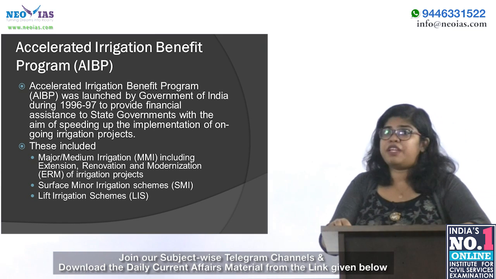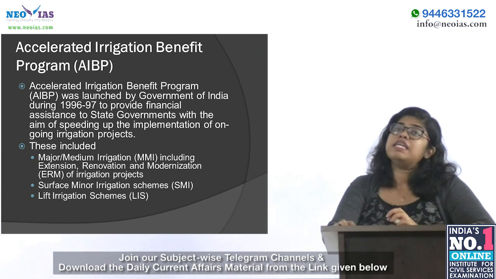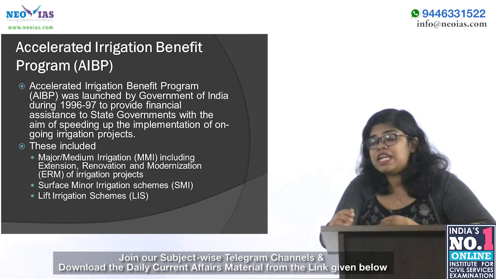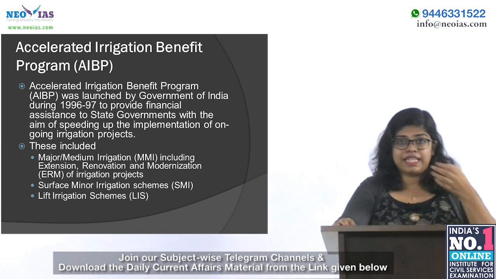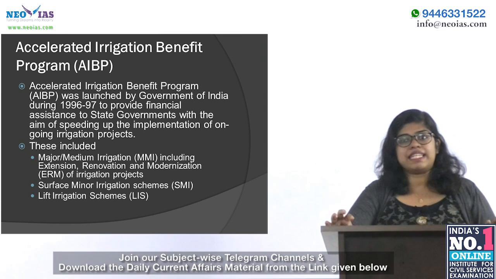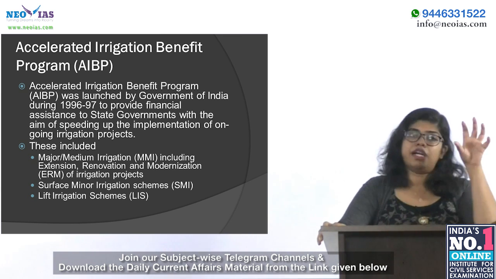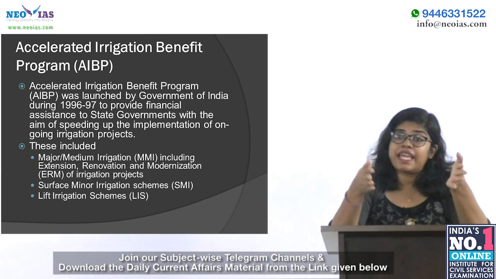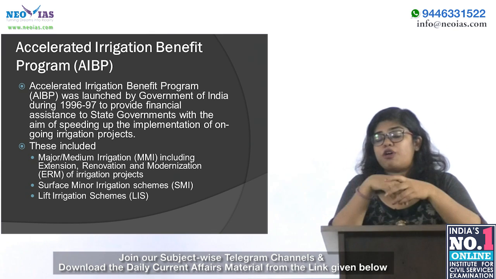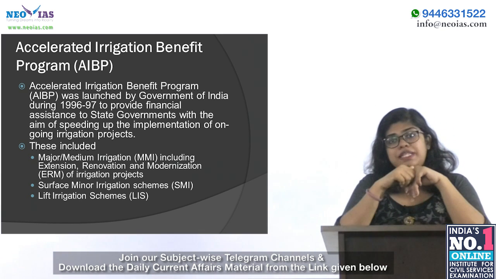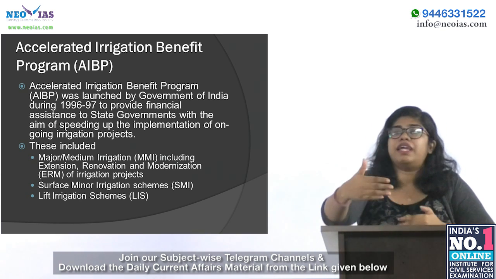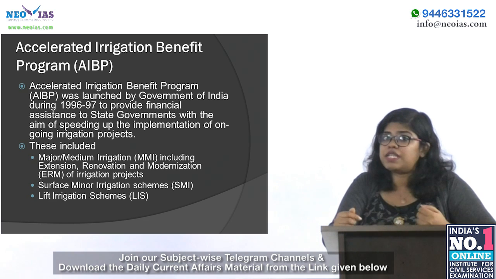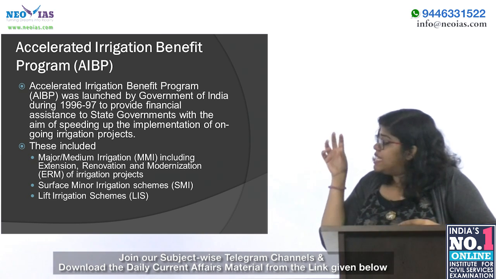Next is Accelerated Irrigation Benefit Program, AIBP. It is in news because there was a CAG report that AIBP is taking more cost for running. It is taking threefold of the original cost for running these projects. So, AIBP is basically Accelerated Irrigation Benefit Program. It was launched by Government of India long back in 1996 in order to provide financial assistance to state governments. The state government is implementing the irrigation project and the central government is financing the state government to carry out the project. Basically 3 projects are carried out under this. One is medium irrigation project, then surface minor irrigation project and the lift irrigation project.